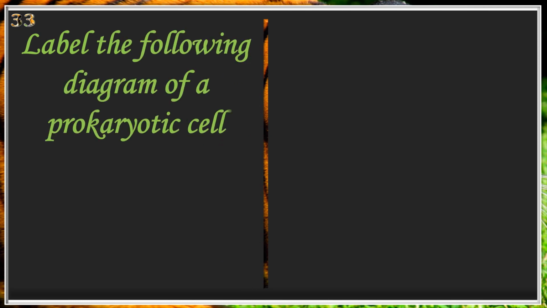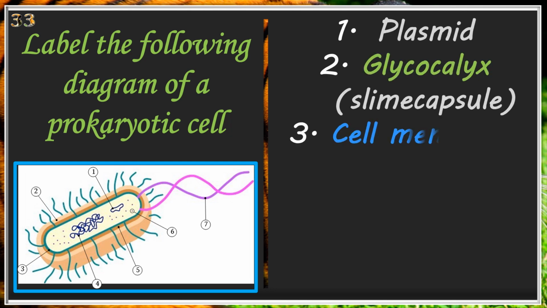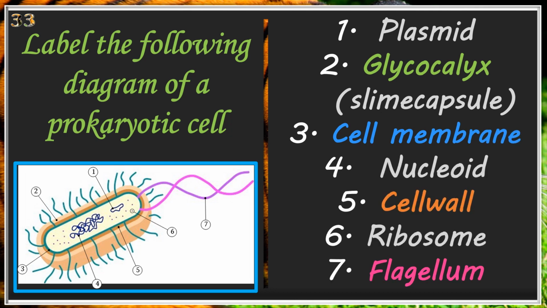Label the following diagram of a prokaryotic cell. Part 1 is a plasmid. Part 2 is a glycocalyx or a slime capsule. Part 3, that is a cell membrane. Part 4 is a nucleoid. Part 5, it is a cell wall. Part 6, that is a ribosome. And part 7, it is a flagellum.